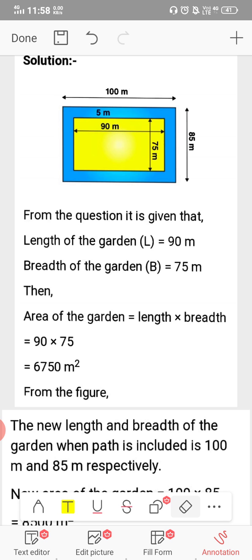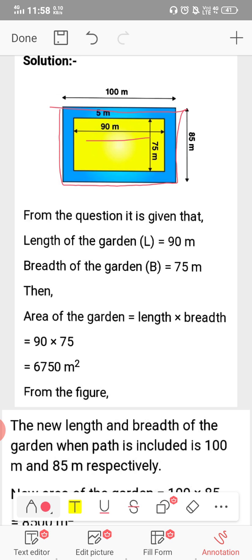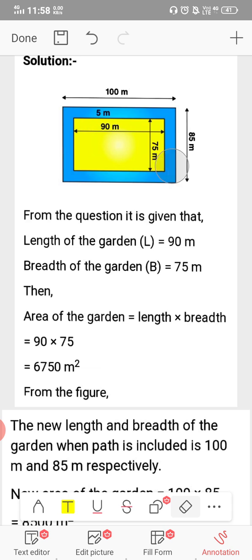Now we have to find the new length and new breadth for the new rectangle, that is this rectangle, which is larger than the first rectangle. How can we get the measurements? We will add on both the sides 5 plus 5 in 90, and again we will add on both the sides 5 plus 5 in 75.